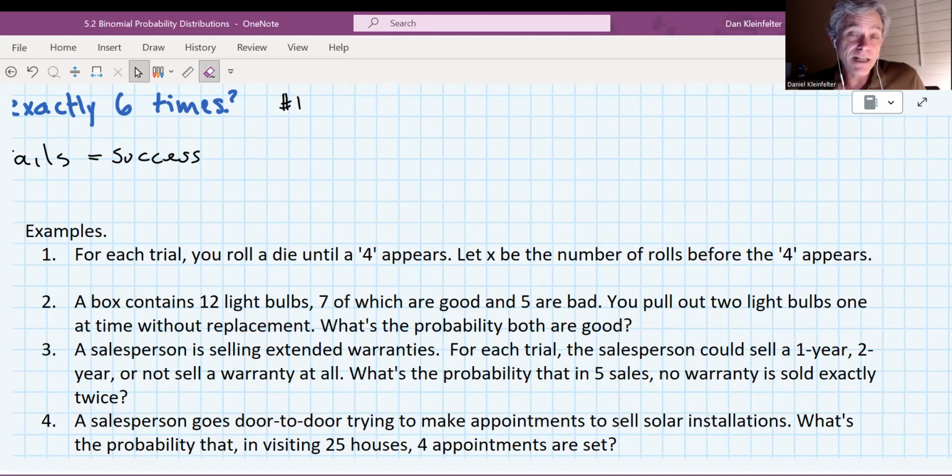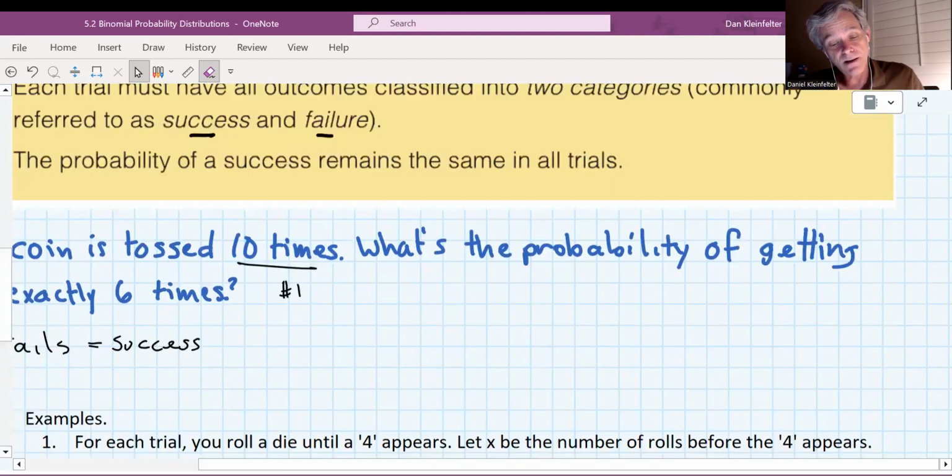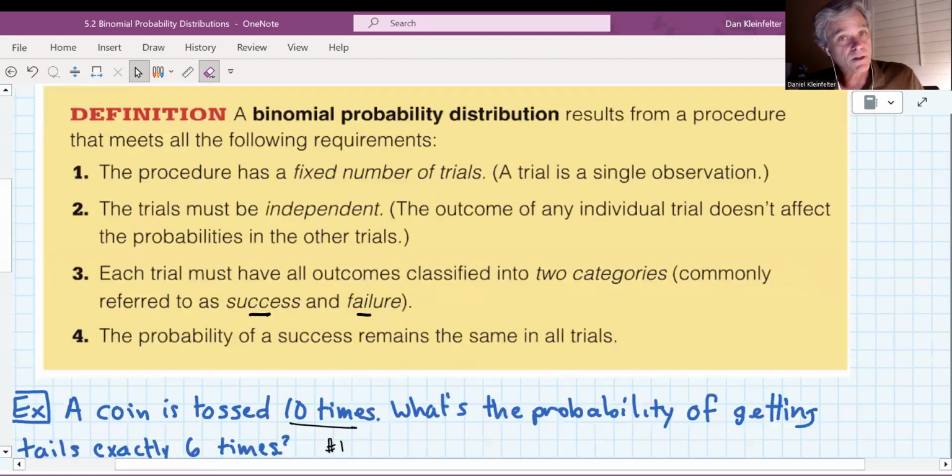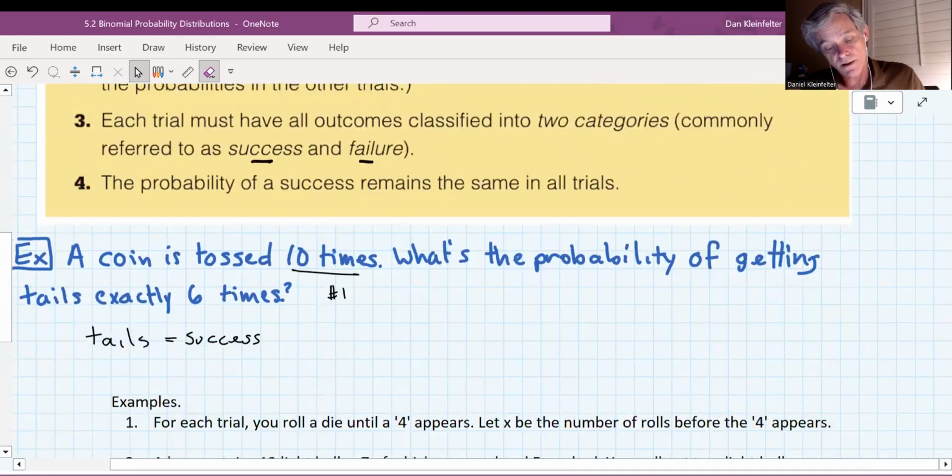You might roll the die 3 times, and then on the 4th try, a 4 shows up. You might roll it 100 times somehow, although it seems unlikely. You might roll it 100 times and get a 4 on the 101st try. But the point is that there's a variable number of tosses until that 4 shows up. So that would fail number 1, the procedure having a fixed number of trials.